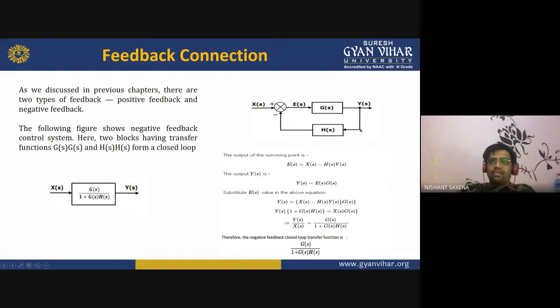When we are giving the feedback from the output to the input with a negative polarity, it is called negative feedback. Whereas if we are giving it with positive polarity, then it will be a positive feedback. So the following figure shows the negative feedback control system, and here the two blocks having the transfer functions G(s) and H(s) form a closed loop.